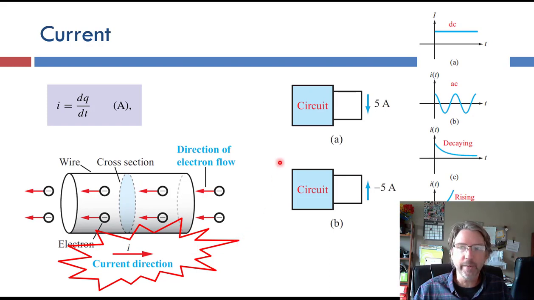Again, current has a direction. You could draw arrows with your current, and this shows 5 amps flowing down, and you could also draw the arrow coming up, and then its value would be -5 up or 5 down. That's the same current. So if you have a minus sign, it means it's going in the opposite direction from the arrow, and you always have to have an arrow or else you haven't defined things well enough.